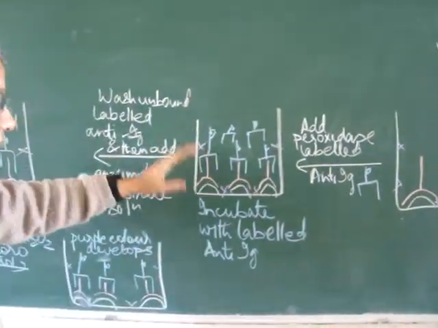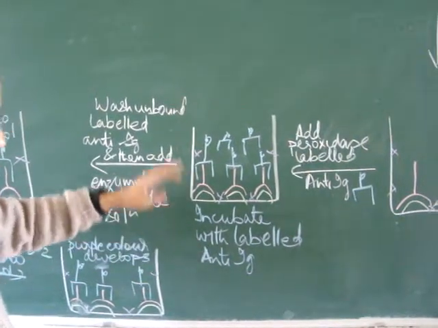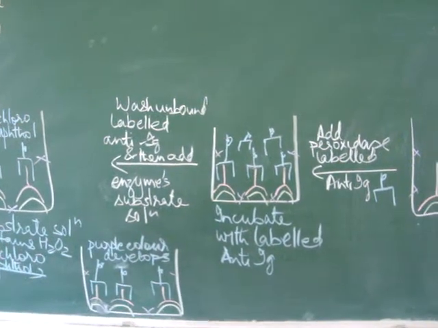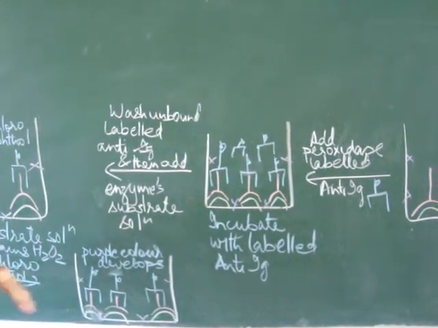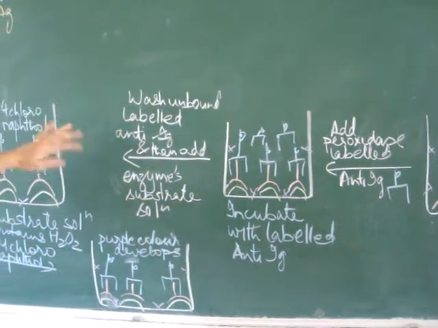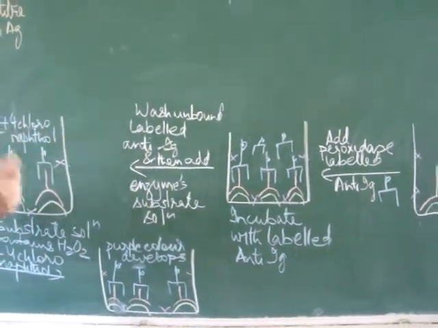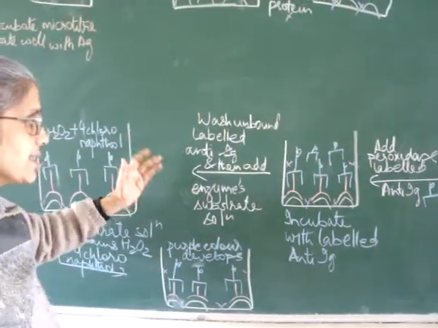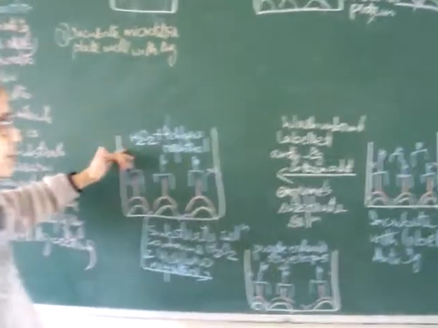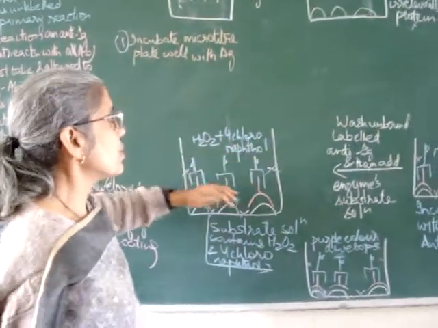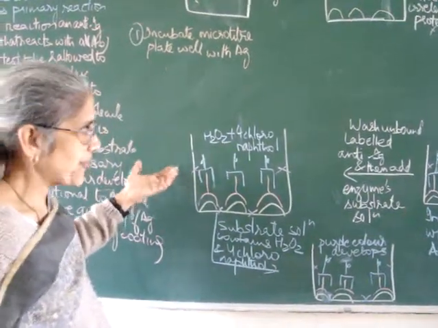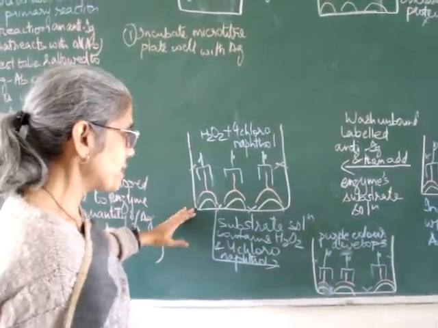This is added to the microtiter well and incubated with labeled anti-Ig. Then when this secondary antibody has attached to the primary antibody, we wash off the excess secondary antibody also, and after washing we add enzyme substrate solution. This substrate in this case is hydrogen peroxide and 4-chloronaphthol, which helps in forming a colored product if the enzyme is present, that means the secondary antibody is present.